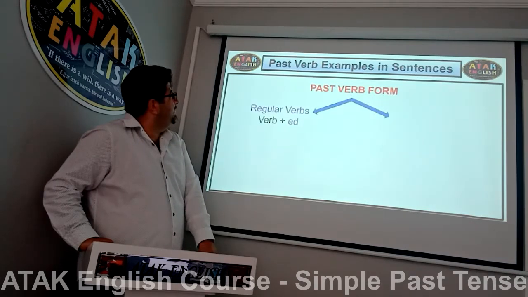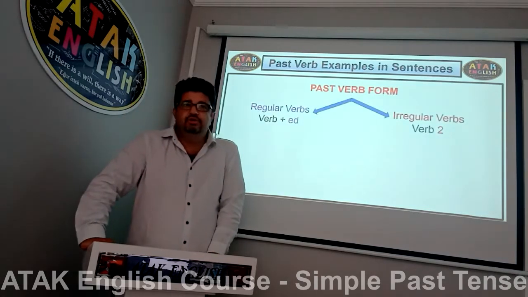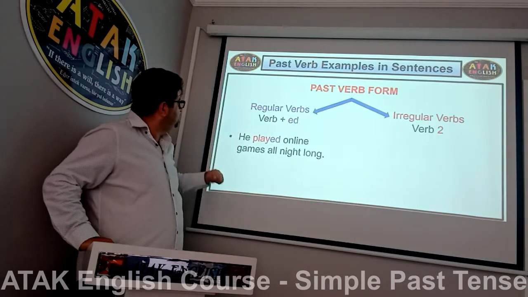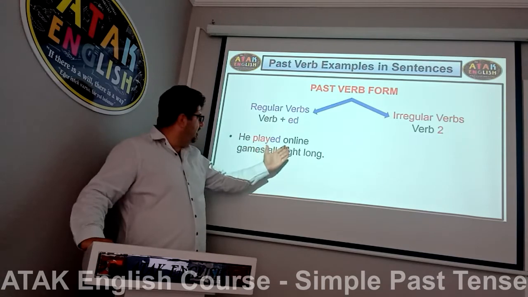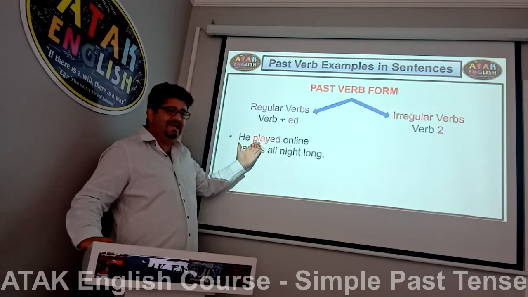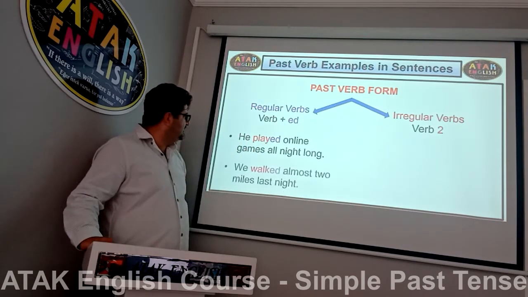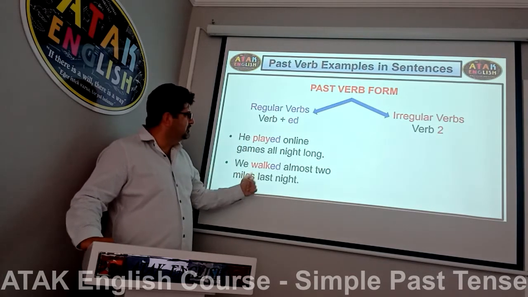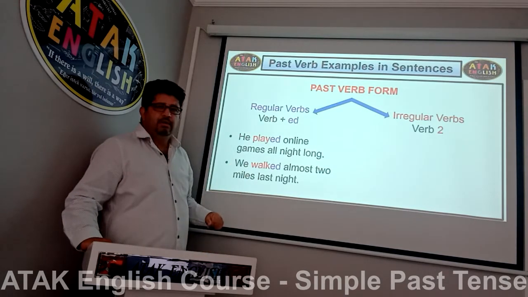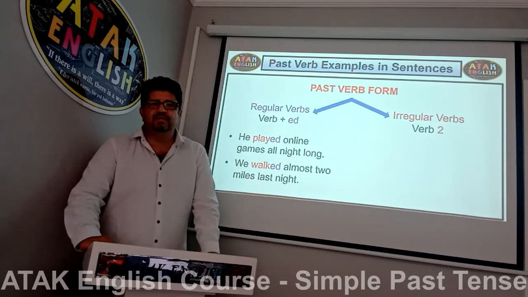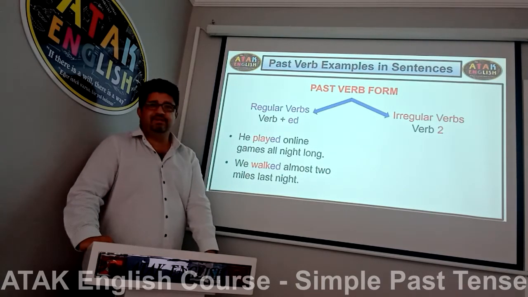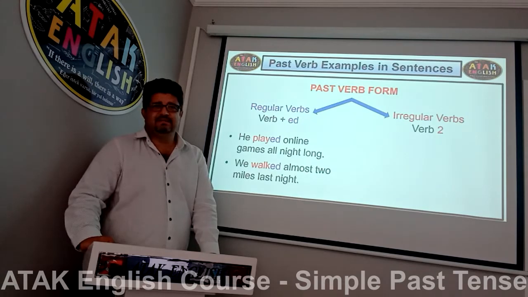Let's see some past verb examples used in sentences. For regular verbs, he played online games all night long. So the verb base form here is play. We just put ed. Another example, we walked almost 2 miles last night. Verb base form is walk. And we put ed to make it verb 2, which is past, to express it in simple past tense.